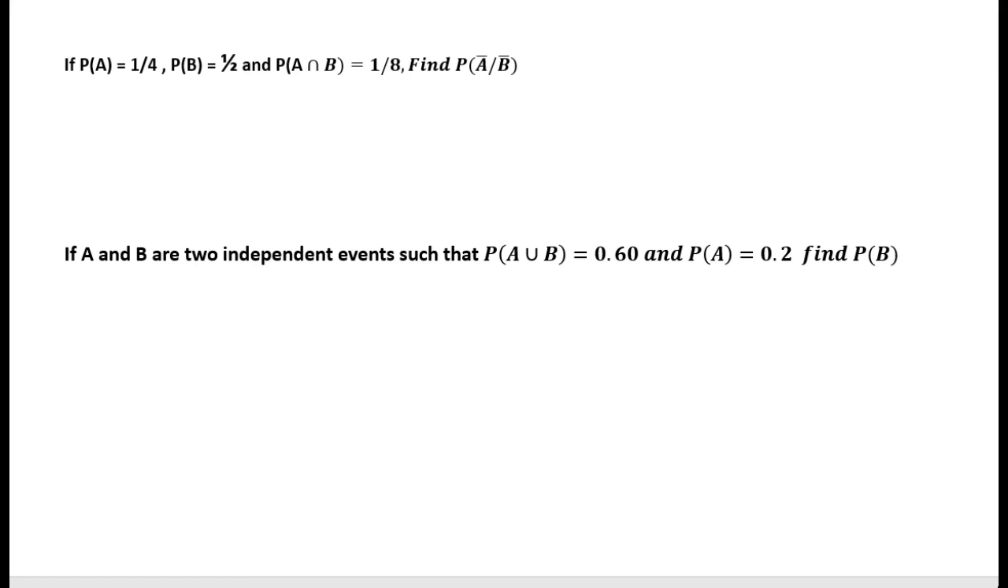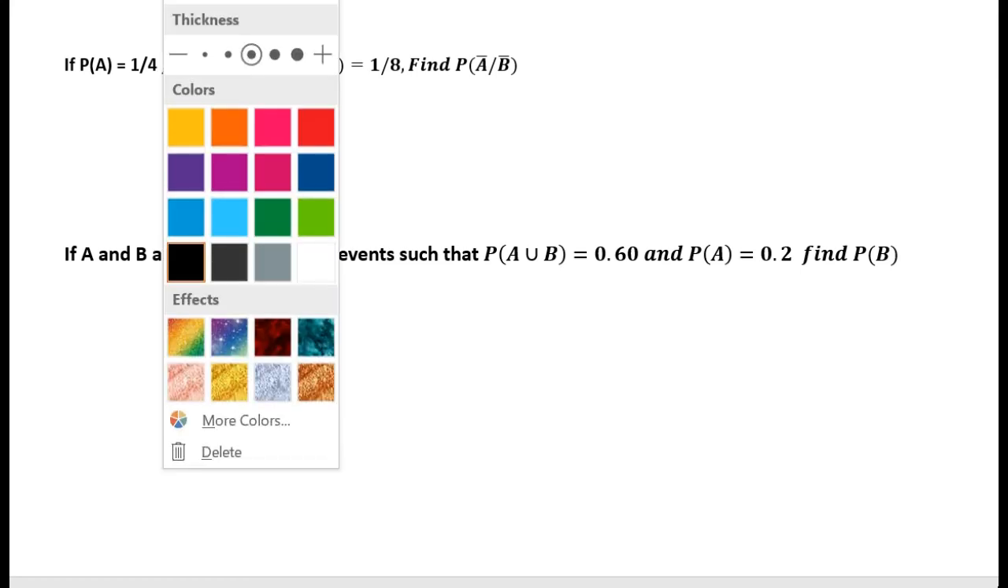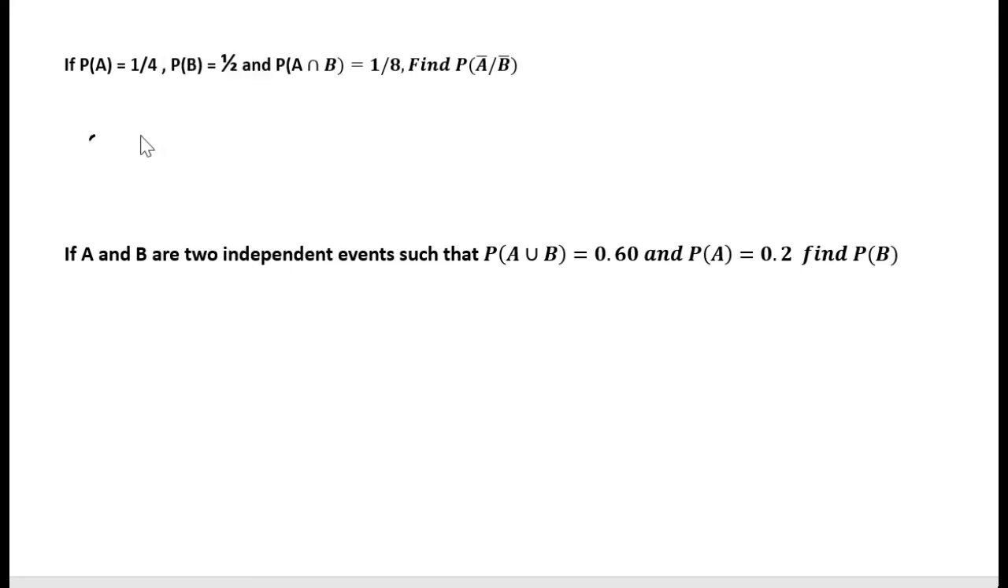Now see the question. Probability of A is 1 by 4. Probability of B is half. Find probability of A bar given B bar, that is A complement given B complement. Definition is probability of A complement intersection B complement divided by probability of B complement. This is the definition of the conditional probability.